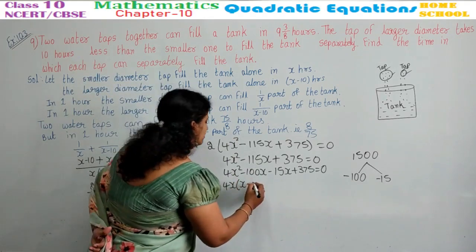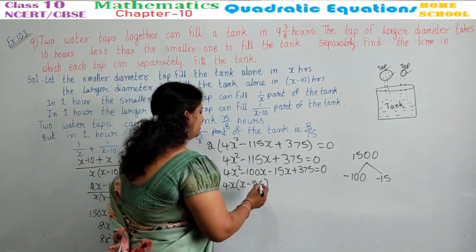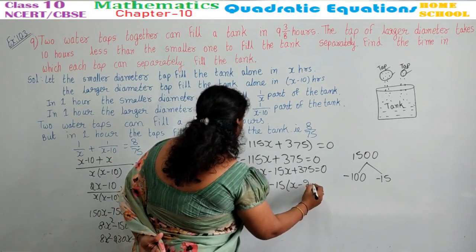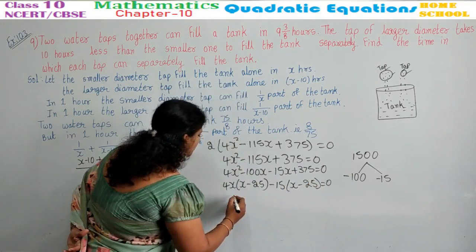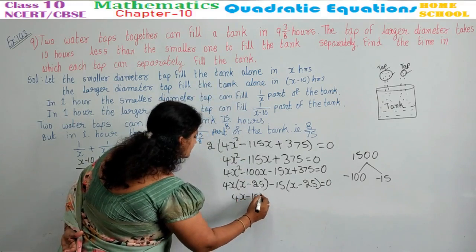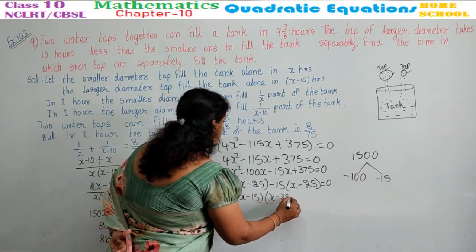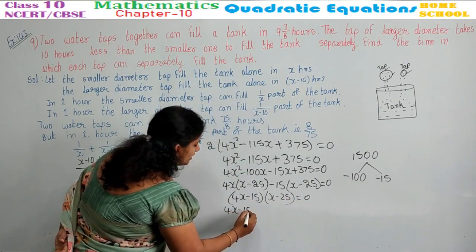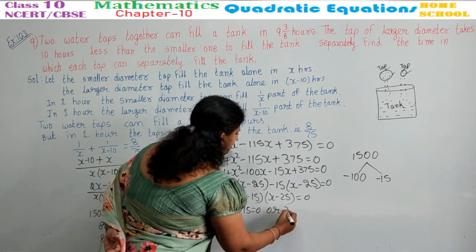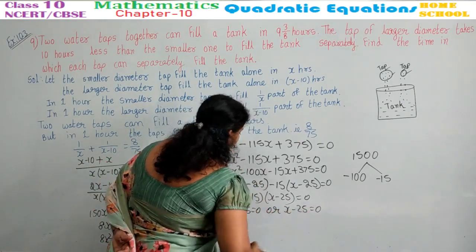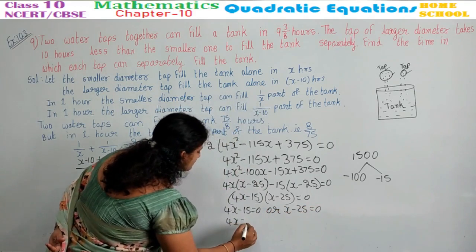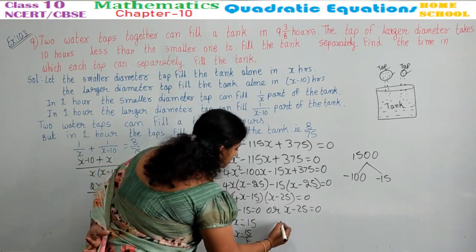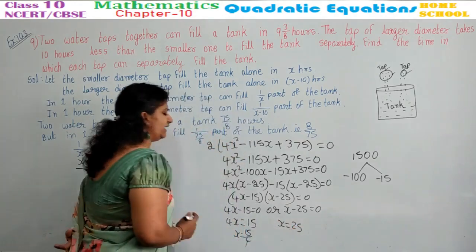x minus, 425 is 100 minus 15 common. x minus 25 equal to 0. 4x minus 15 and x minus 25 equal to 0. Equate 4x minus 15 equal to 0 or x minus 25 equal to 0. Minus 15 send other side plus 15. x is equal to 15 by 4 or x is equal to 25.